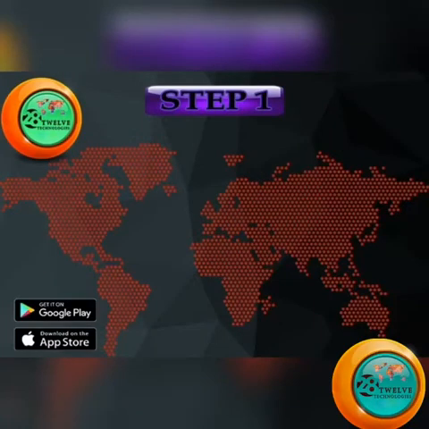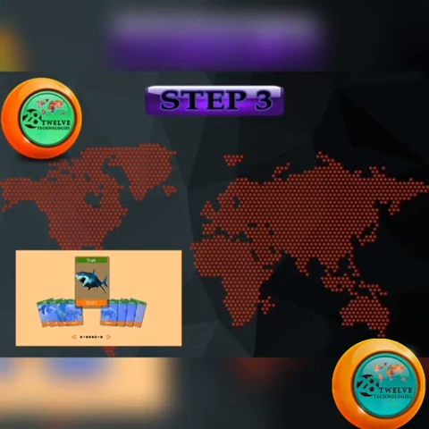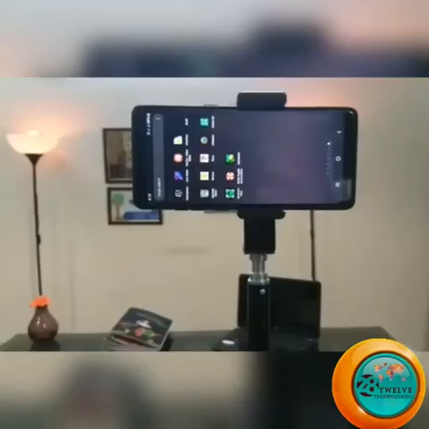Download the 2812 online application from Play Store or App Store. After installing, open the application and load. Once the application loads, you will be able to view the content menu on your screen.